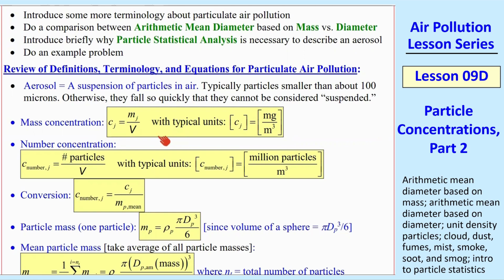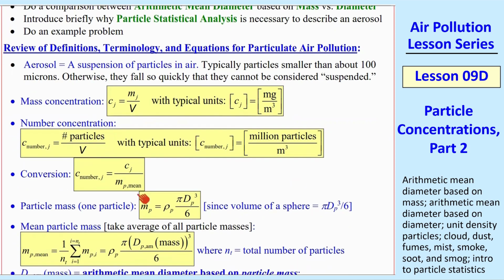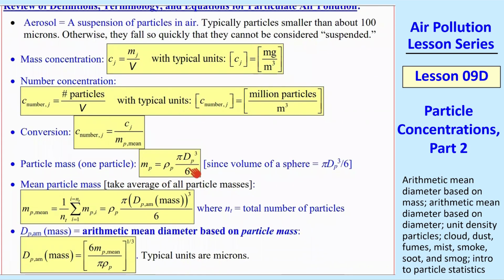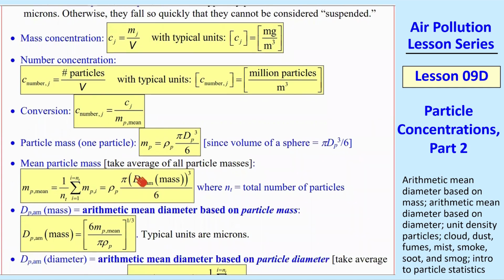Mass concentration, we know what that is. And then number concentration is number of particles, and that's typically in units of millions of particles per cubic meter. The conversion between the two we gave last time. And then particle mass for one particle, this is the volume of a sphere, so it's just density times the volume. Mean particle mass, you take the average of all the particle masses, so we have this equation.